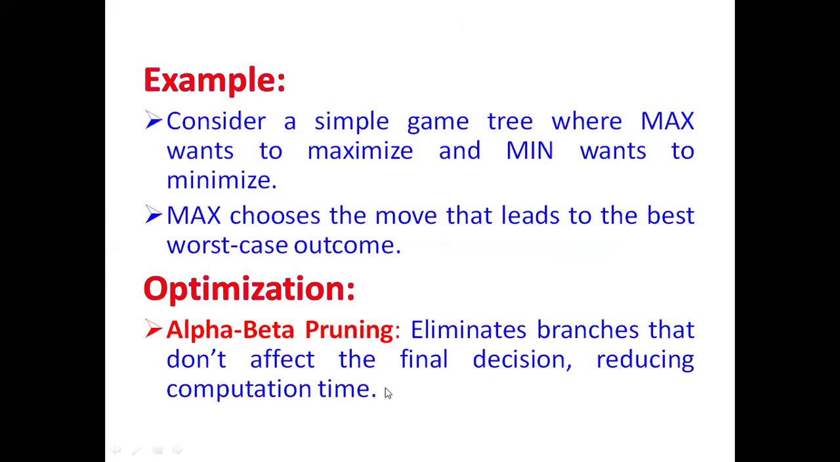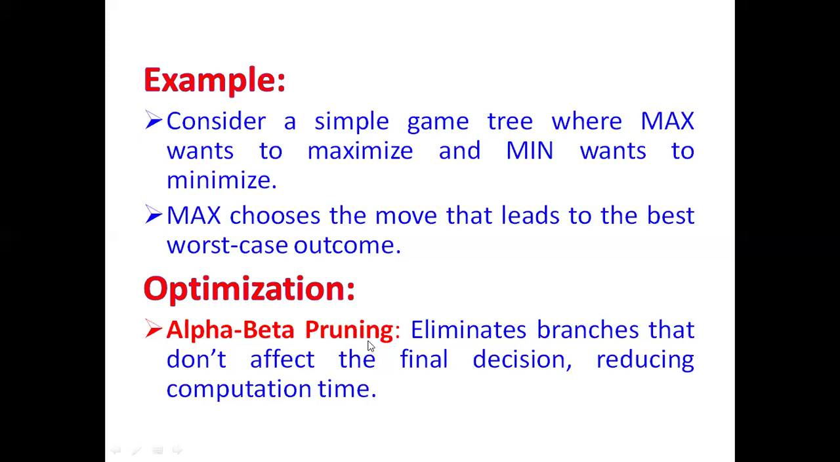For example, consider a simple game tree where the max player aims to maximize their advantage while the min player tries to minimize it. By following the minimax strategy, max selects a move that leads to the best worst-case outcome, ensuring a favorable position.